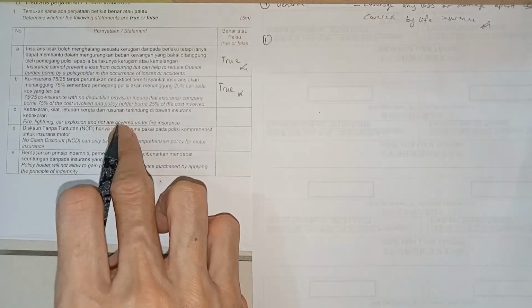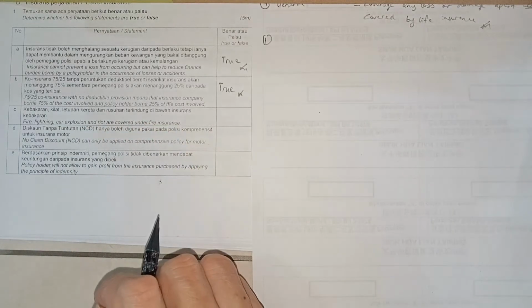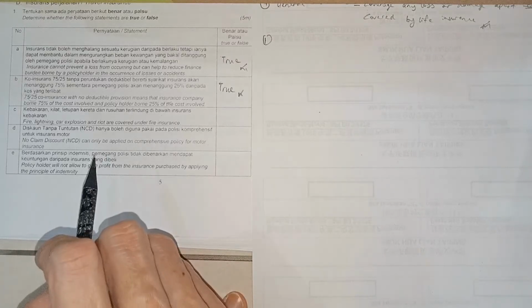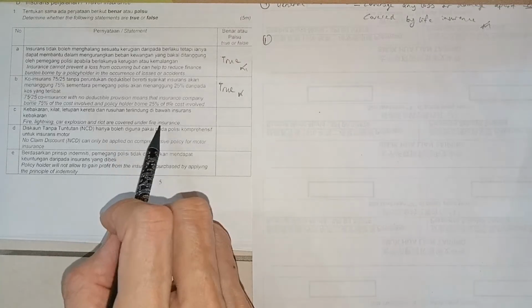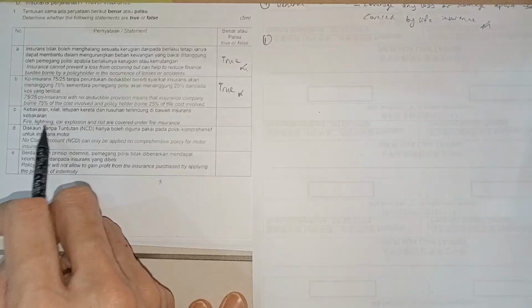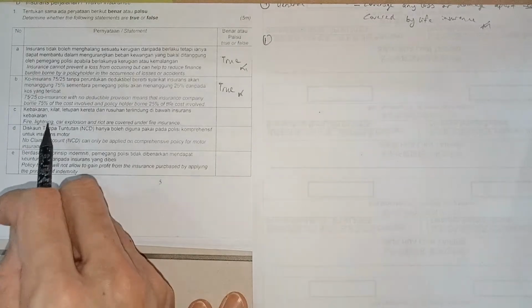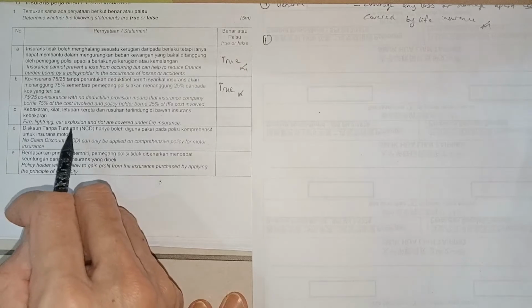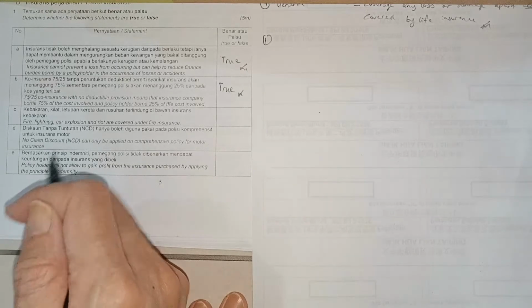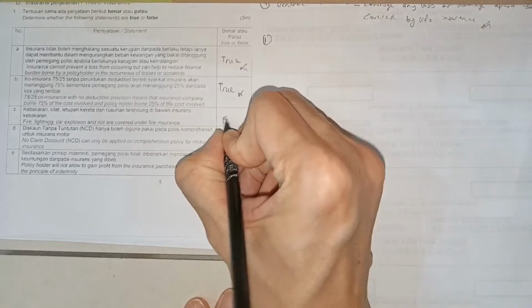Okay, then C, fire, lightning, car explosion, and riot are covered under fire insurance. Is false. Fire correct. Lightning, I think you have to buy another insurance. Car explosion is not under fire, right? Also not under fire. Okay, so it's false.